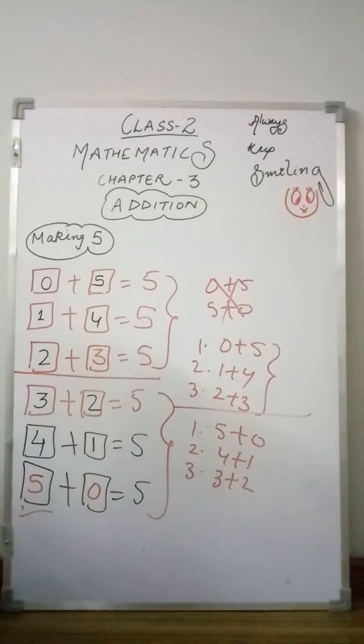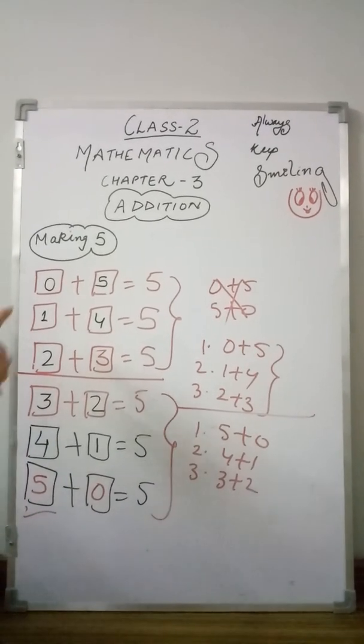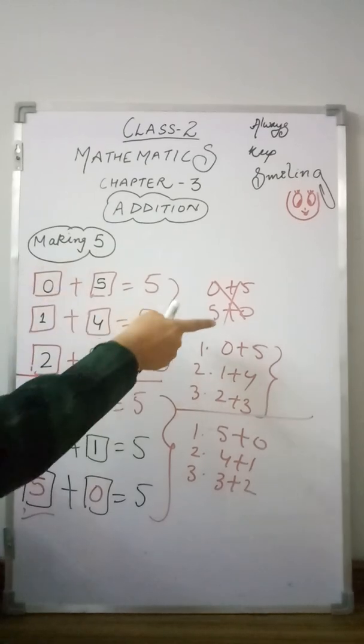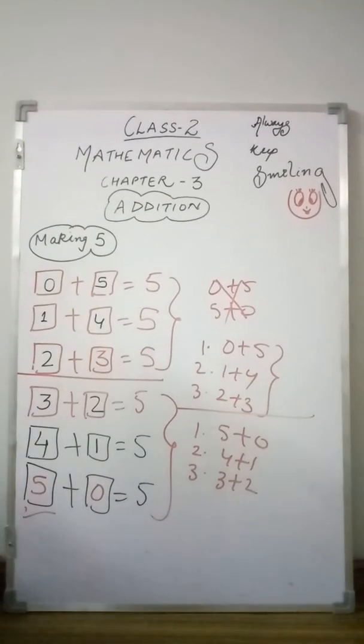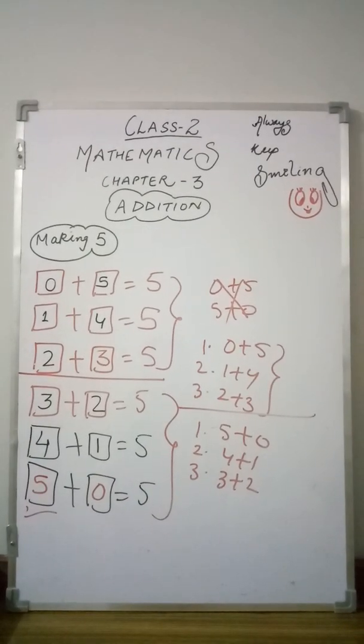Please make sure you don't repeat the same numbers. If you are writing the same numbers, then your answer will be wrong. When you are writing, you can just change the orders, but don't repeat the same number in your answers. So this is how to make 5 by using two different numbers.